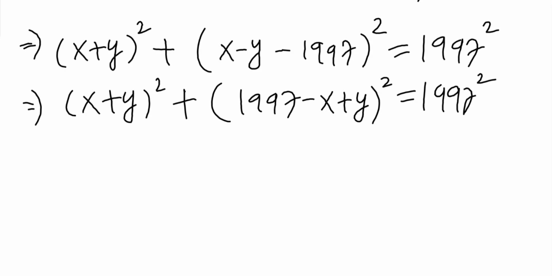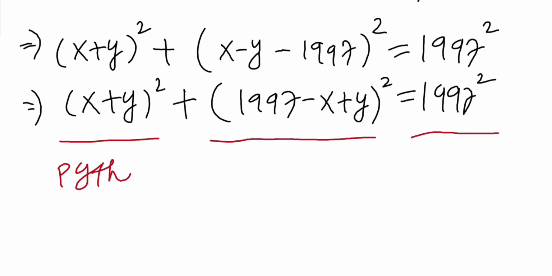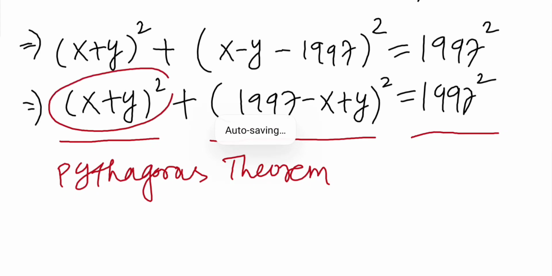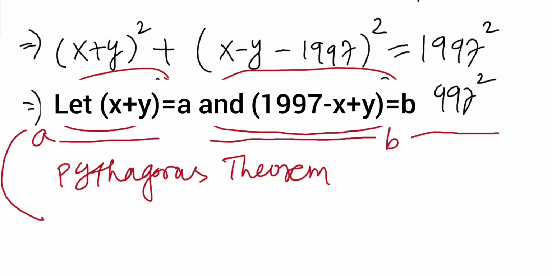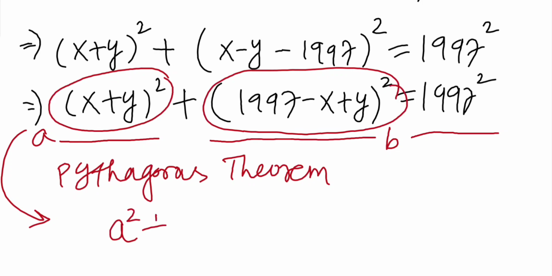If you notice, this is a square plus this is another square gives another square, which is nothing but the Pythagoras theorem. And so this reduces our equation. Let's say this whole term is a and this whole term is b. So our new equation now becomes a square plus b square is equal to 1997 square.